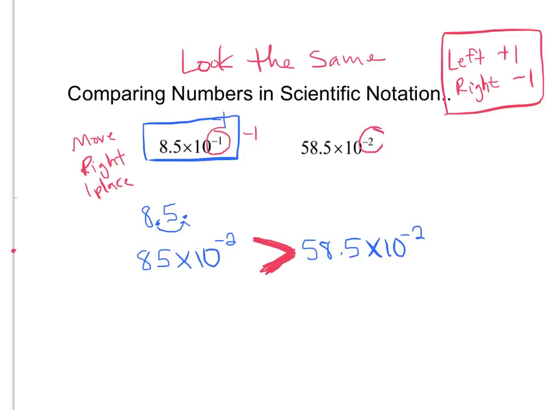So we can say this. And so if I asked you to list these numbers from smallest to greatest, if I gave you a whole bunch of them, the easiest way to do this is to make the exponents all the same. And remember this rule over here. If you move to the left, you add 1. And if you move to the right, you subtract 1. And that's going to be it for today.